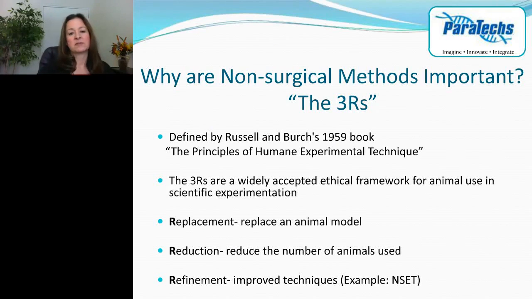Traditional mouse embryo transfer methods have been surgical, so why exactly is there a need for non-surgical methods? As you probably know, Russell and Burch defined the 3 R's in their book, The Principles of Humane Experimental Technique. The 3 R's are an ethical framework for animal use in scientific experimentation. They include replacement of animal models, reduction in the number of animals used, and refinement of techniques, for example, reducing pain and improving animal welfare.